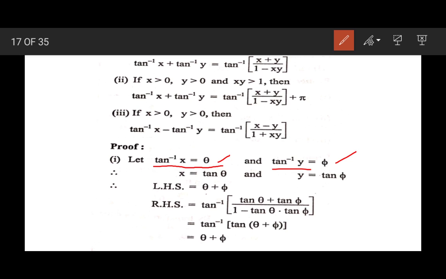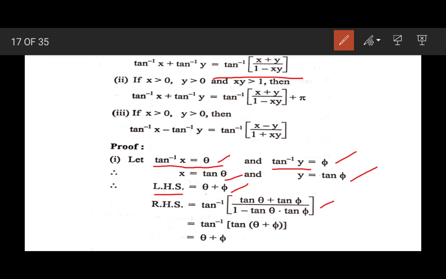Then from this, x will be tan theta and y will be tan phi. So the left hand side is tan inverse x plus tan inverse y, which means theta plus phi. Now take the right hand side. The right hand side is tan inverse of (x plus y) upon (1 minus xy).